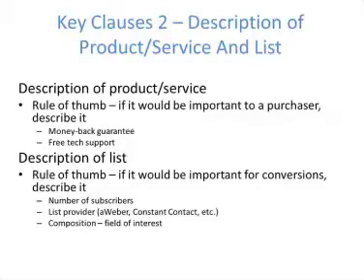And regarding the list, the rule of thumb is if it would be important for conversions, then describe it. For example, you should know the number of subscribers, and if the list provider has outsourced to an email and autoresponder service such as AWeber or Constant Contact, that should be noted as well. And finally, if the list has a certain field of interest, that should also be documented. So it's very important that the parties document the key deliverable of each one. For the seller, that would be the product or service, and then any follow-on or supporting services, and then for the list provider, the composition of the list.